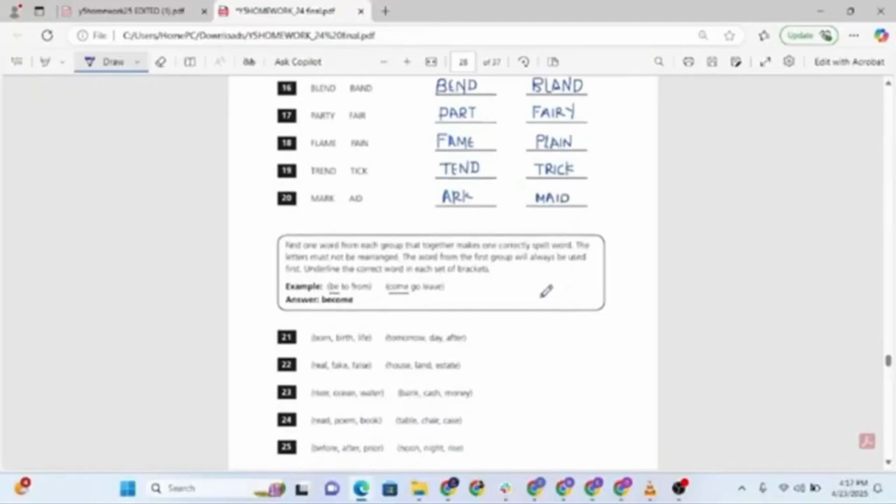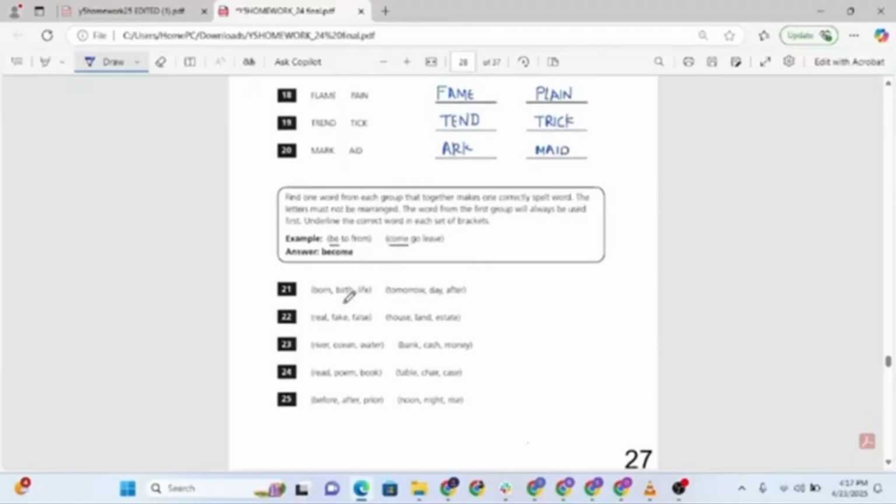Find one word from each group that together makes one correctly spelt word. The letters must not be rearranged. The word from the first group will always be used first. Underline the correct word in each set of brackets. Example: be to from. Come, go, leave. Answer: become. Question 21. The correct answer is birthday.